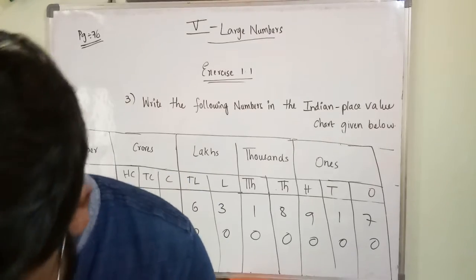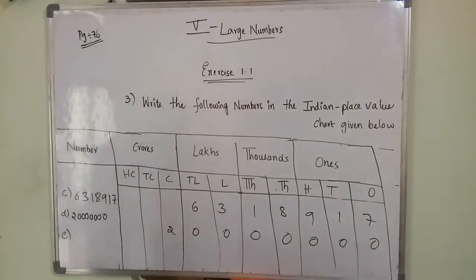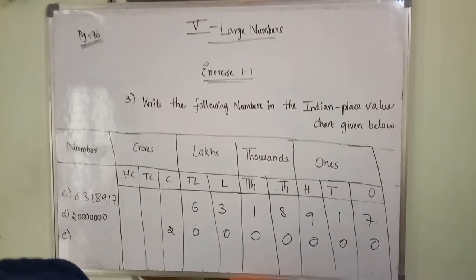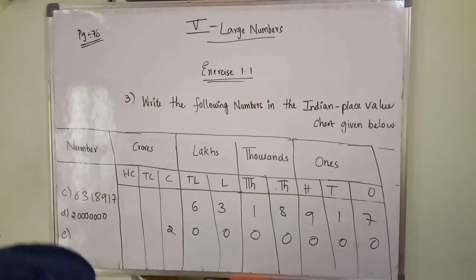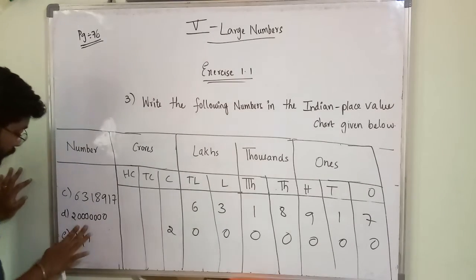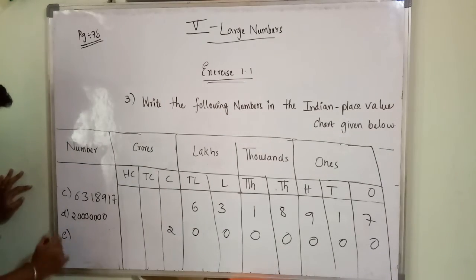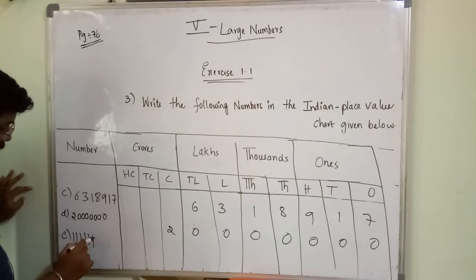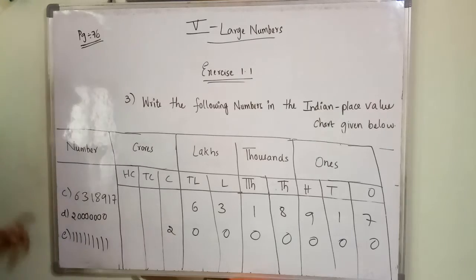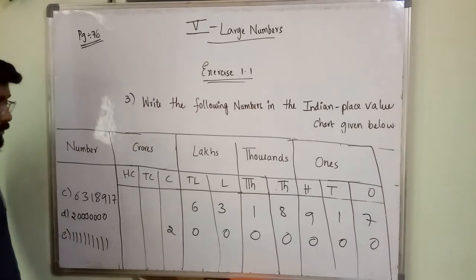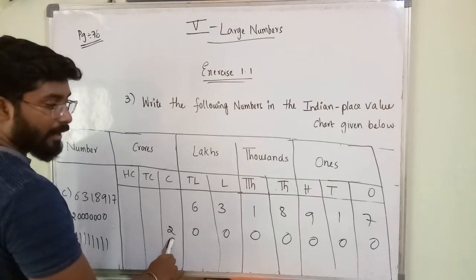Okay, E, you are having 9 digits. 1 1 1, just a minute, sorry. 1 1 1 1 1 1 1 1 1. You are having how many digits? 9 digits. So up to here you are having 8 digits.